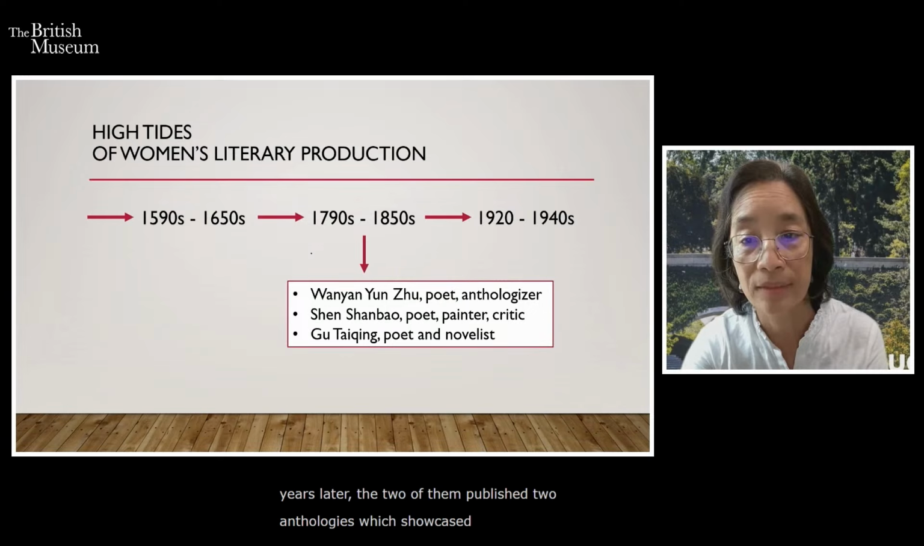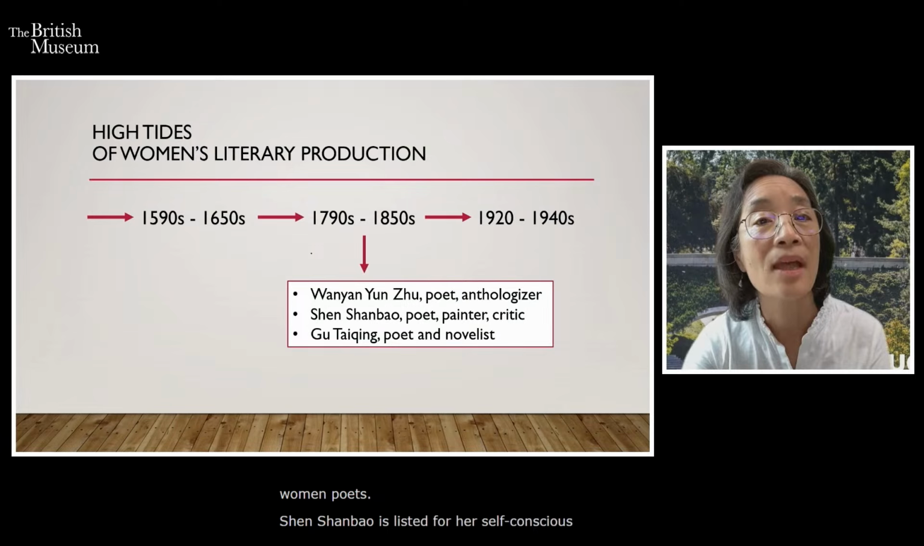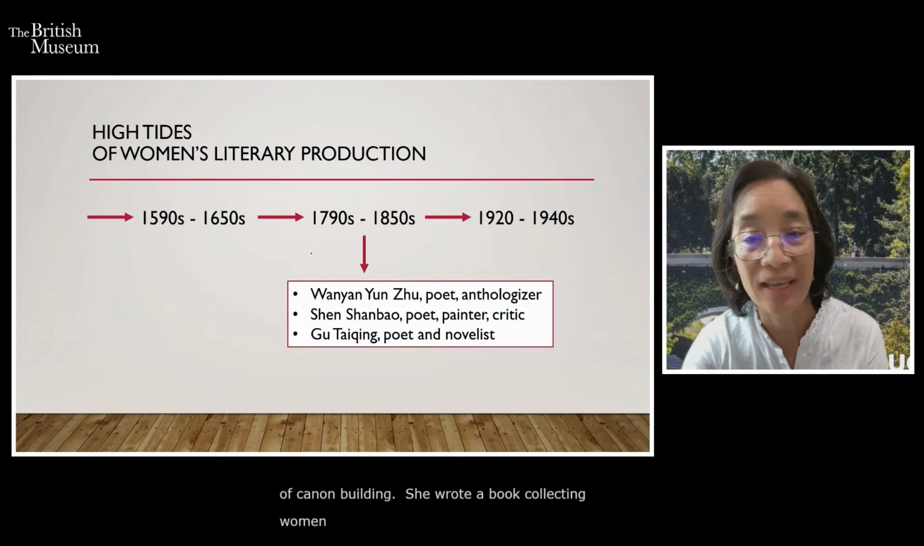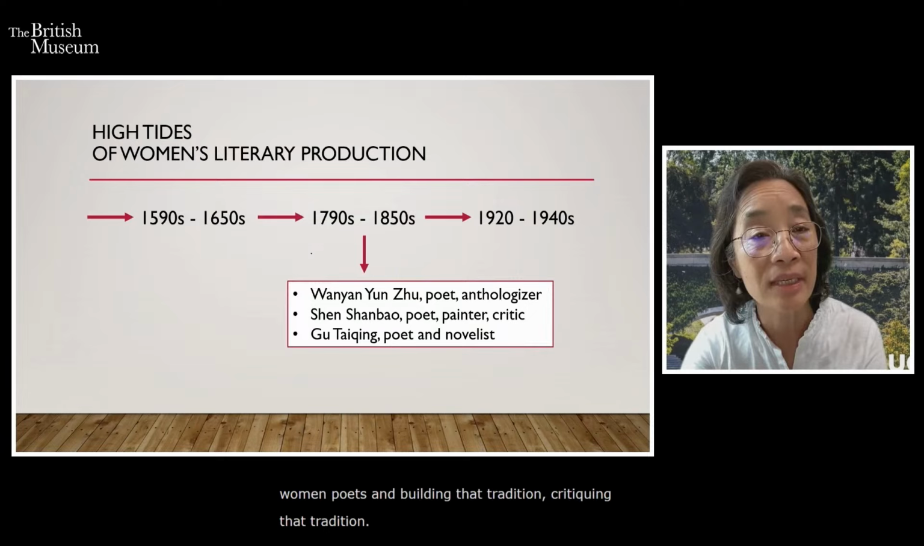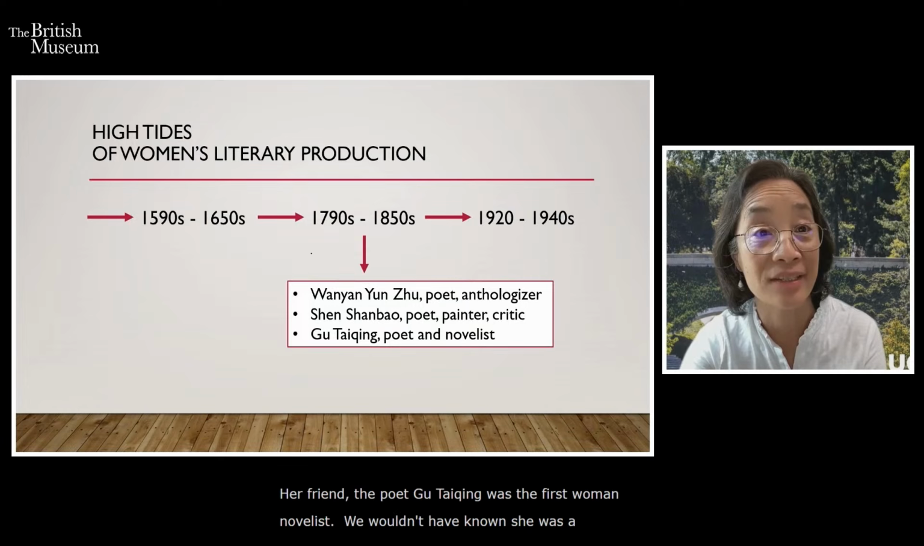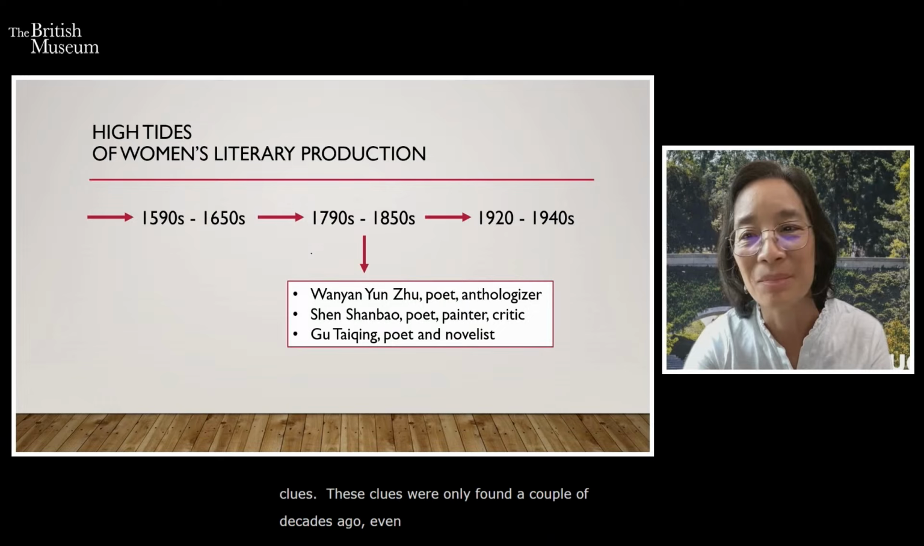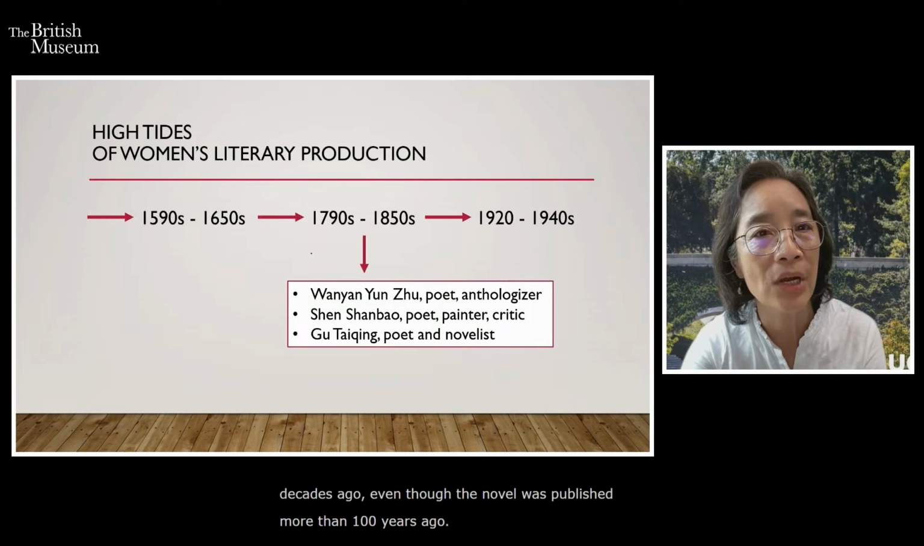Shen Shanbao, listed here, is also noted for her self-conscious project of canon building. She basically wrote a book collecting women poets and building that tradition, critiquing that position. Her friend, the Manchu poet Gu Taiqing, was the first woman novelist. We wouldn't have known she was a novelist because the novel was published anonymously, except for Shen's preface that left clues. These clues were only found a couple of decades ago, even though the novel was published more than 100 years ago.